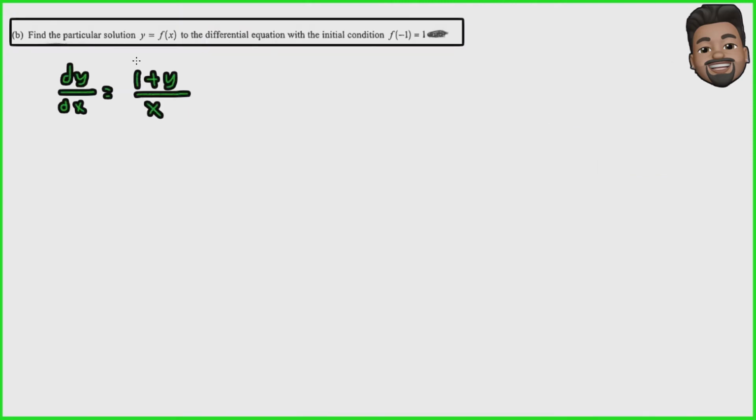Okay, let's go ahead and get rolling on this one. We're going to find the particular solution, y equals f of x. Okay, that should be a big hint to you now. We got to go to the original function. So let's go ahead and separate the variables. What that means is we need to put the x's together and the y's together.